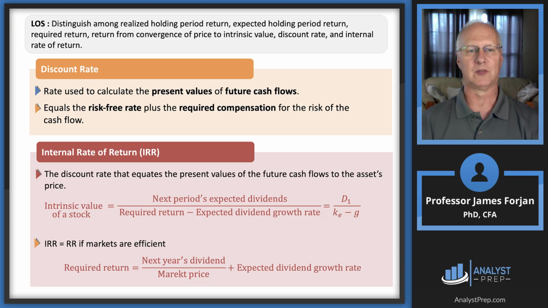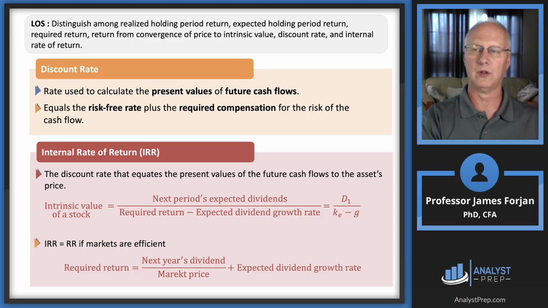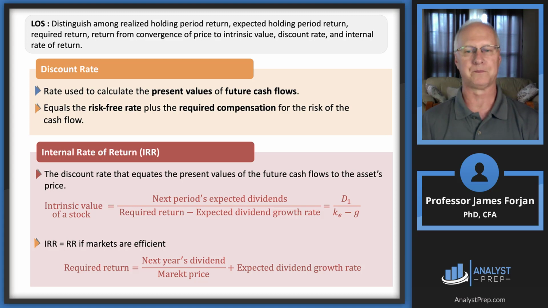Let's go ahead and move on to this concept of an internal rate of return. An internal rate of return is a discount rate, of course. It's not just a discount rate, it's the discount rate that turns the present value of all of those future cash flows into the price of that financial security. And what the reading does for you is use our favorite Gordon growth model. Look at the D1 over Ke minus g. It uses that Gordon growth model to illustrate the concept of an internal rate of return.